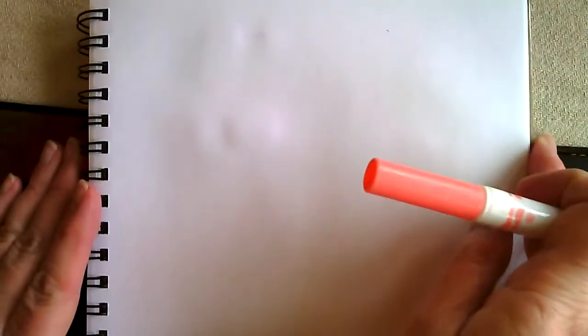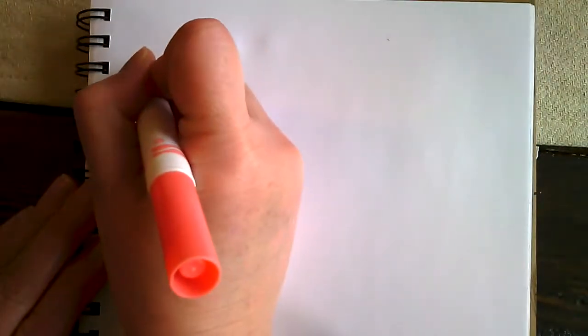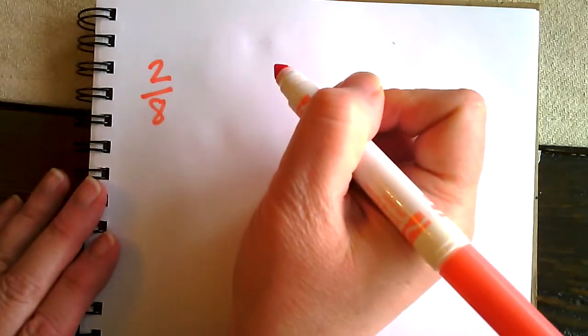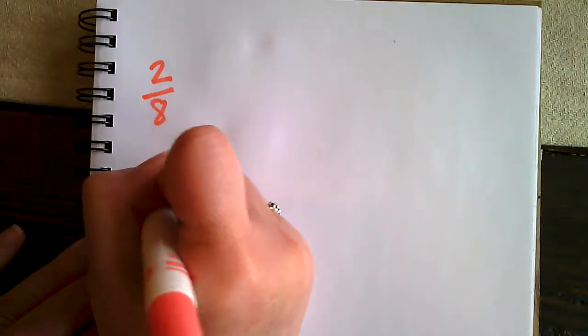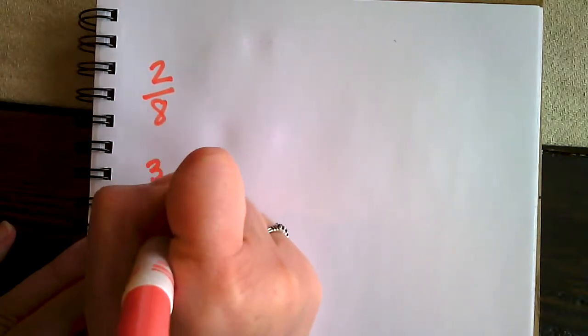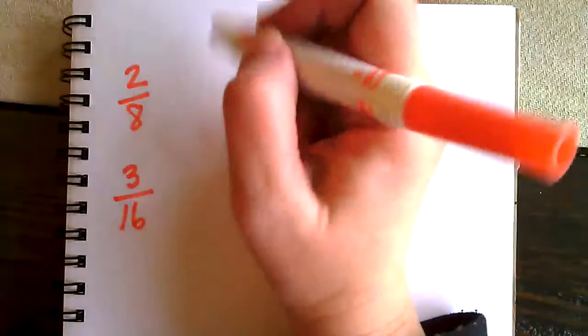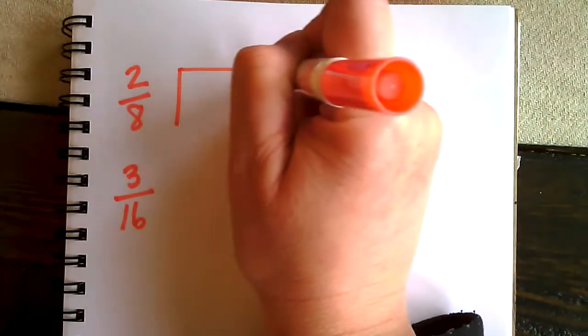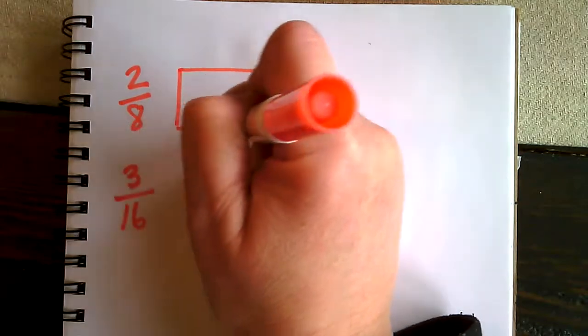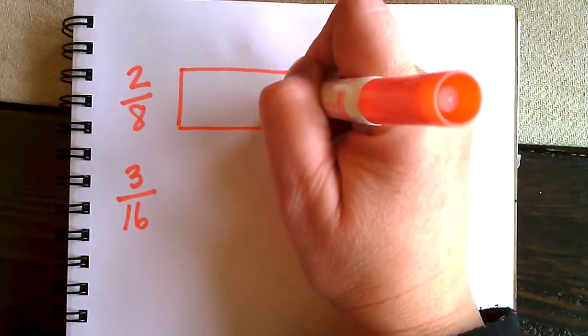All right, let's go ahead and compare 2/8 and 3/16. All right, so let's go ahead and start with the picture. Here's my brownie pan. This brownie pan is going to have nuts in it. These brownies will have nuts.